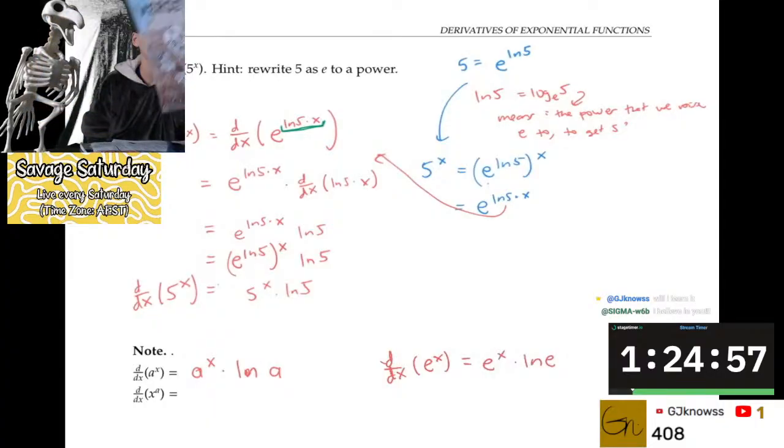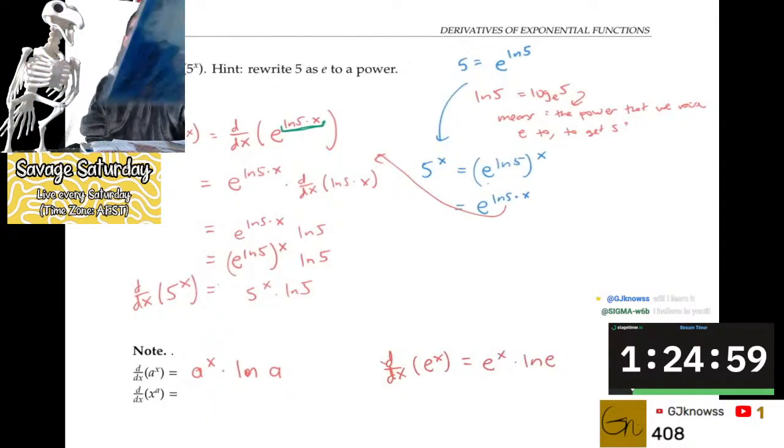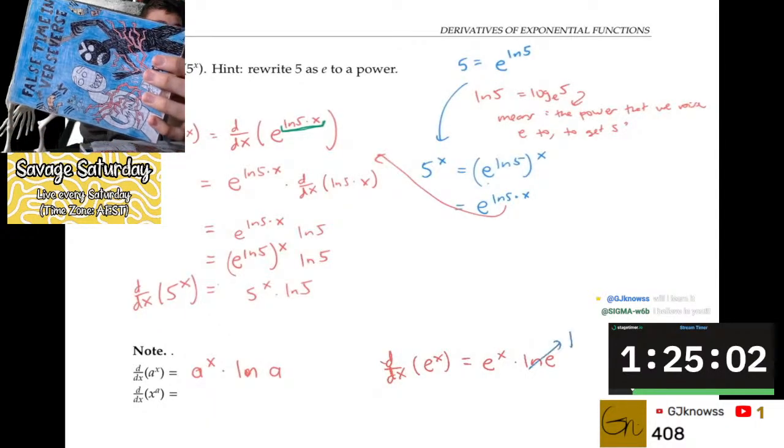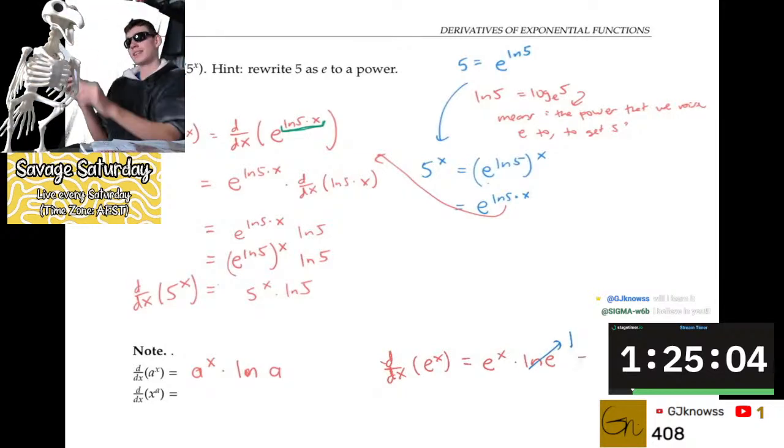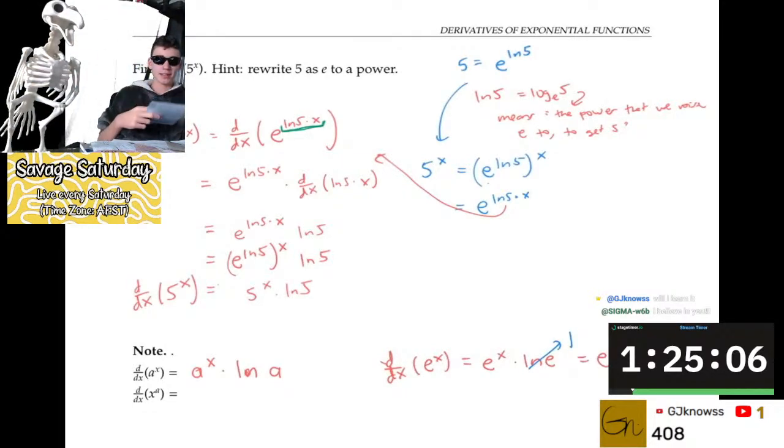Wait a sec. ln e, that's log base e of e. That's asking what power do I raise e to get e? Well, the answer there is 1. And so the derivative with respect to x of e to the x is e to the x, which agrees with our old rule.